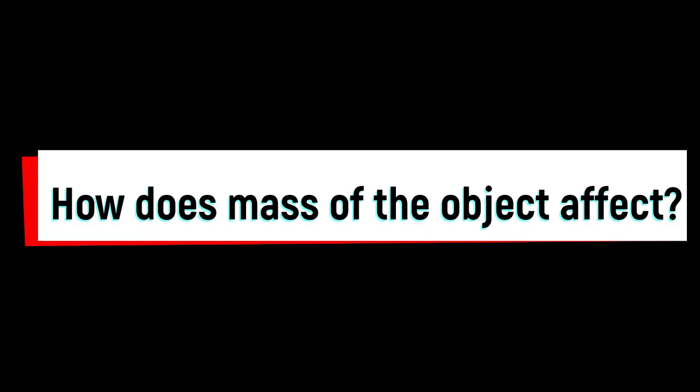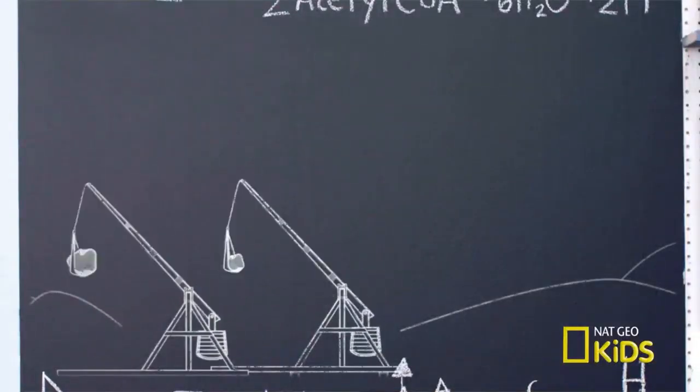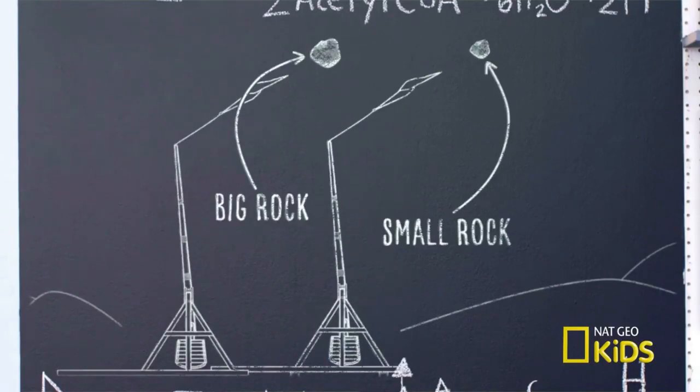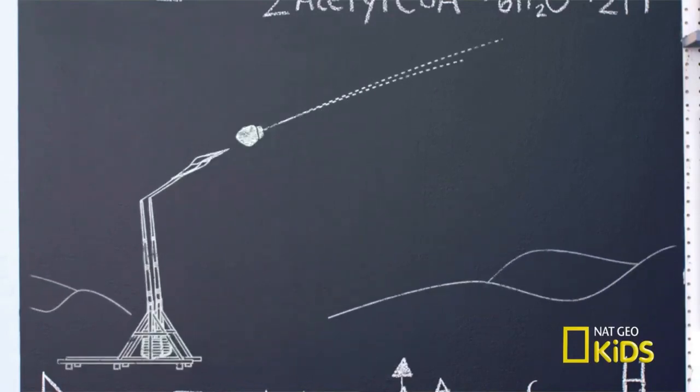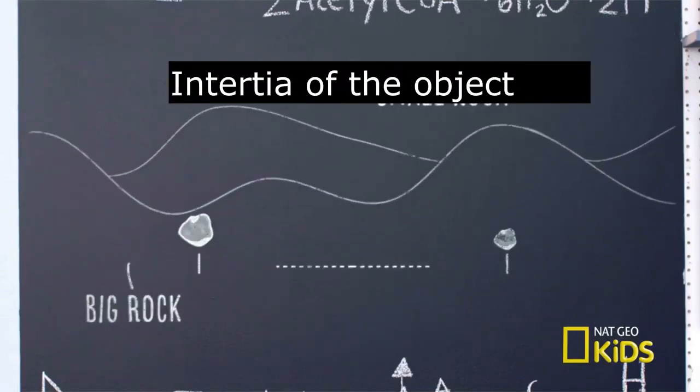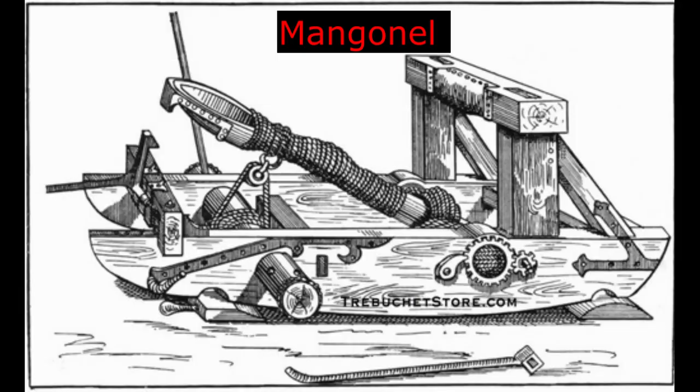Interesting, isn't it? So how does the mass of the object affect this? The heavier the object, what do you think? The big, heavy rock and the small rock, which one will go further? Let's see. Oh, the small rock will go further because of the inertia of the object. The big rock will have more inertia.